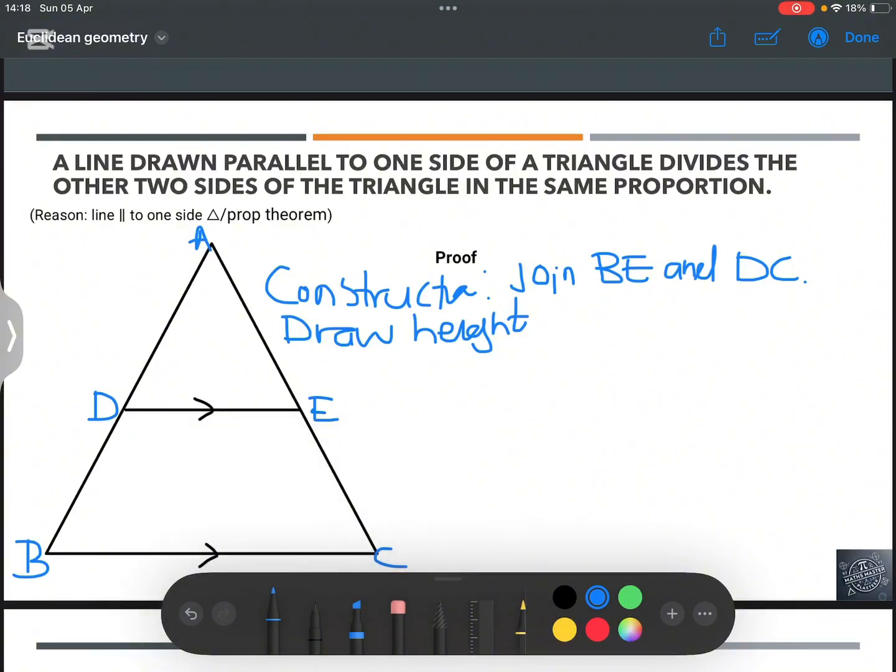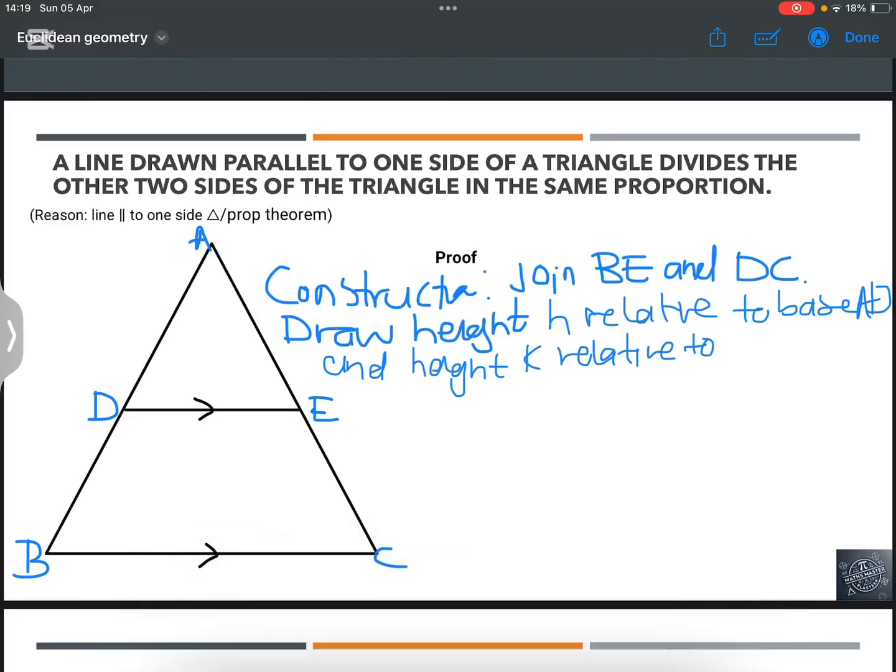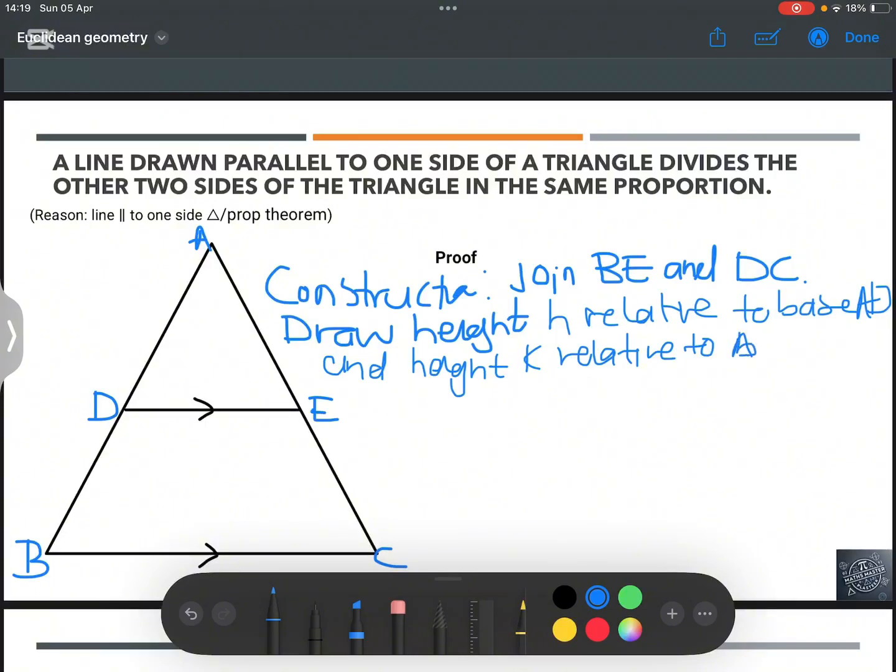Draw height H relative to base AD. And then going forward, the very same thing, height K relative to base AE.